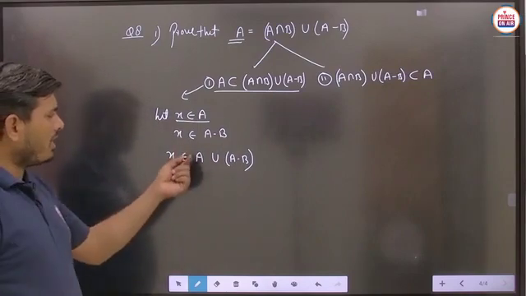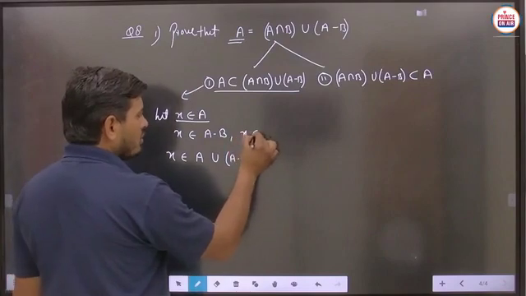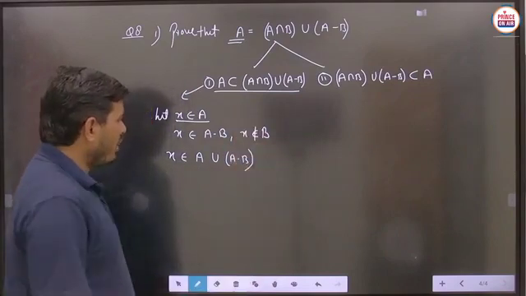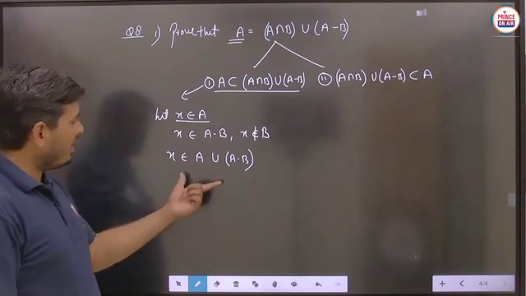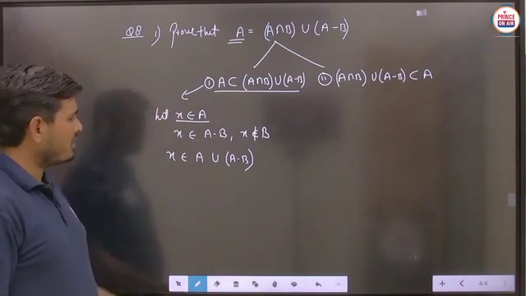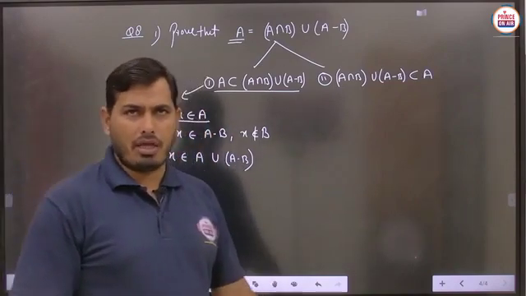So you can say that x does not belong to the set B. In this case, this x does not belong to the set B, then you can say that this particular x belongs to A minus B. And here if we take the union of these two sets, then you can say that this particular x is found to be in A union (A minus B).